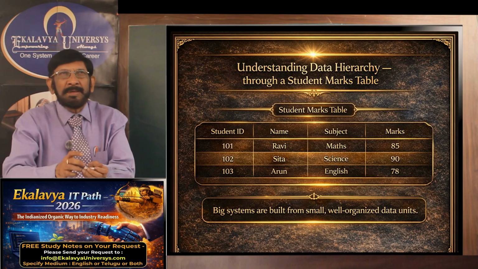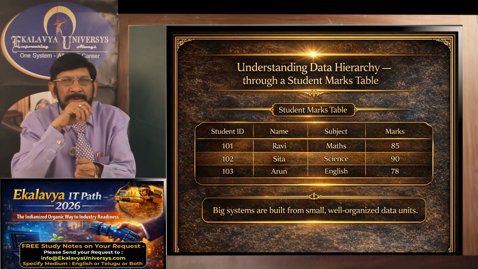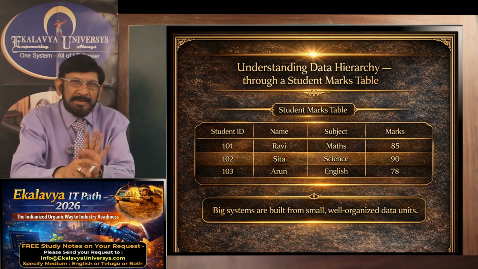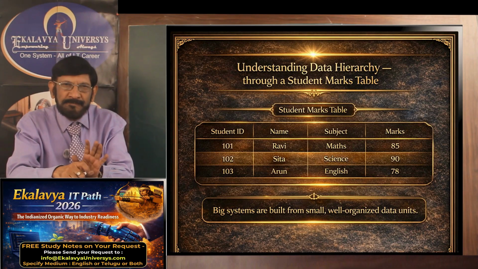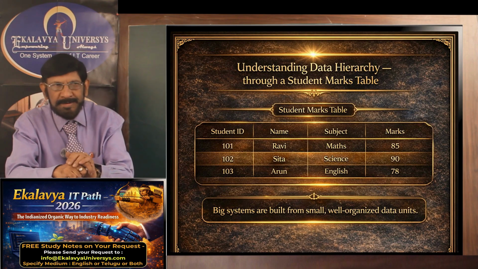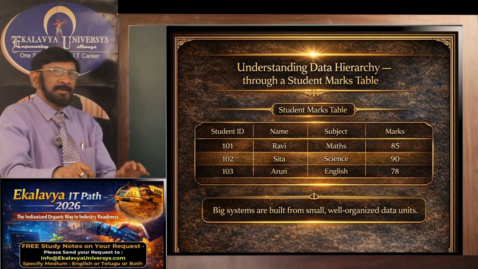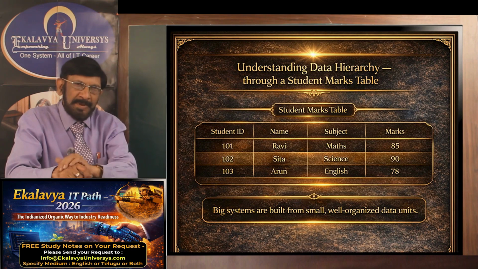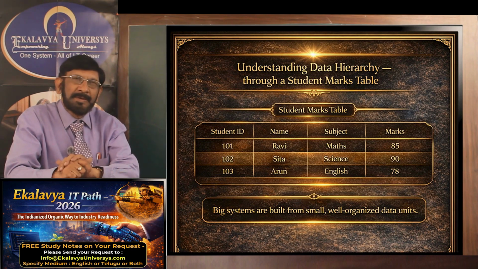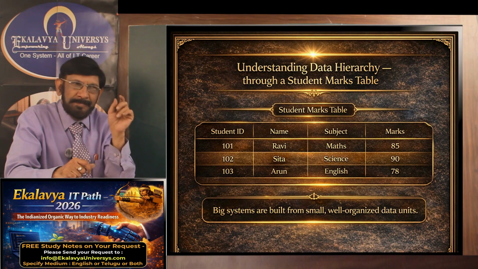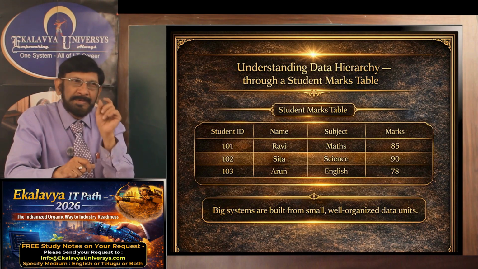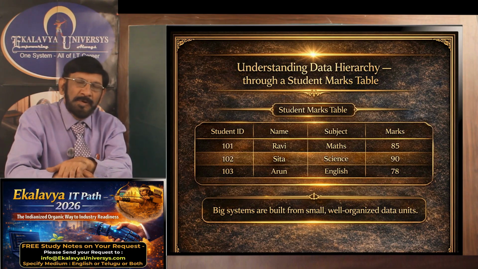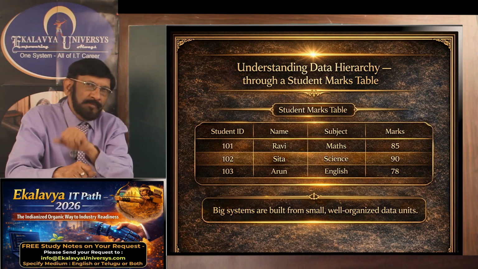Finally, for better clarity, I am showing an example, a students' marks table. Here, 3 terms mainly I am going to explain: field, record, and data structure. Here you see field. Field represents a single meaningful data item. Here you see 101, student's ID is a field, name is a field, subject name is a field, mark is a field. So for each student, 4 fields are there.